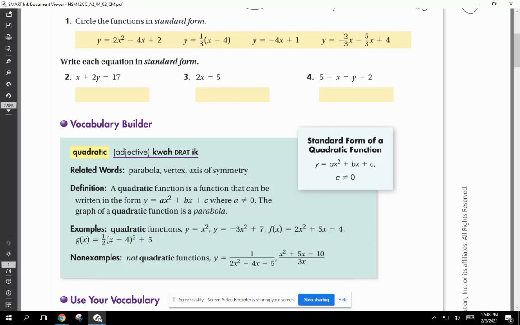So here we go. Circle the functions in standard form. Which ones look like functions in standard form?